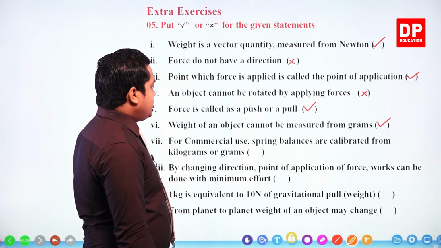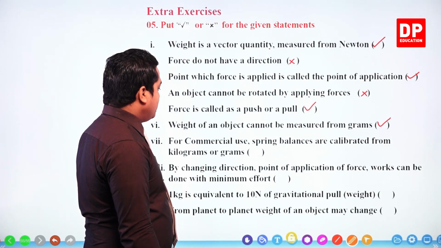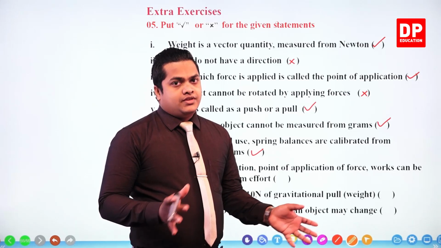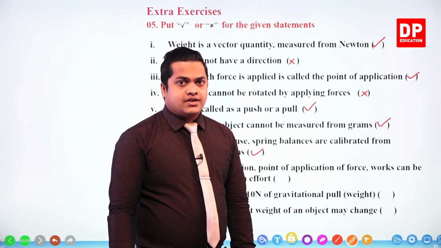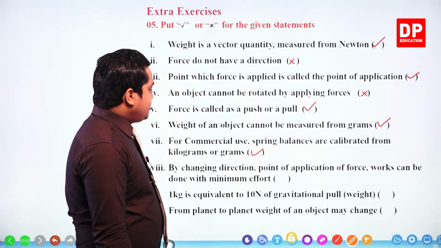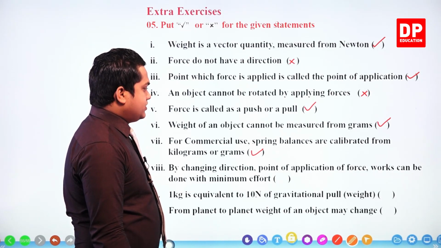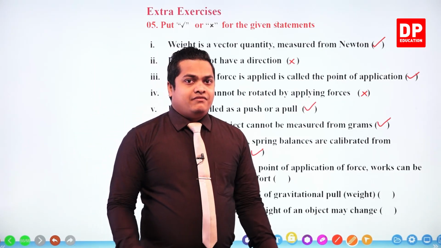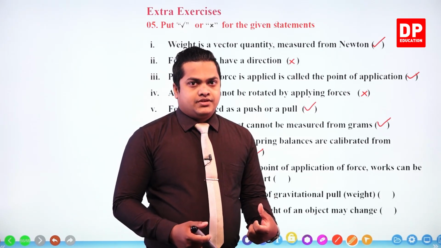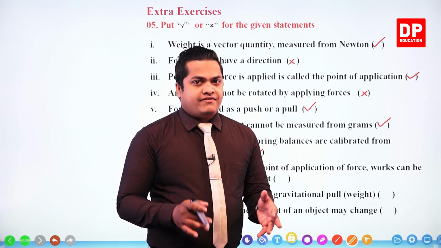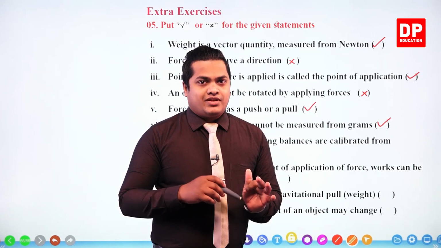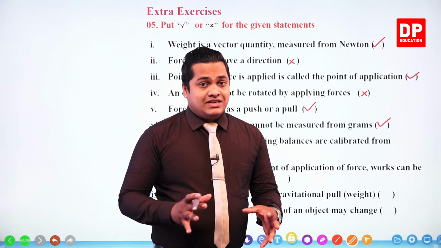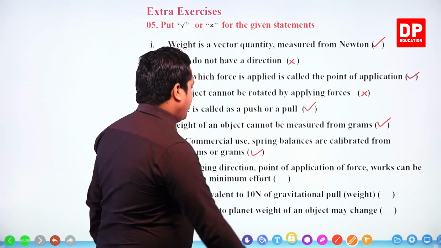Next one, for commercial use, spring balancers are calibrated from kilograms or grams. Correct. I told you in the earlier question also. For the commercial use, they might have kilograms or grams. That's correct. Next one, by changing direction, point of application of force, works can be done with minimum effort. With minimum effort means with less difficulty. Of course, it is correct. We discussed that by changing all three factors. What are the factors? Point of application, direction, and by changing the magnitude also, we can do works with minimum effort or less difficulty. So therefore, this is correct.